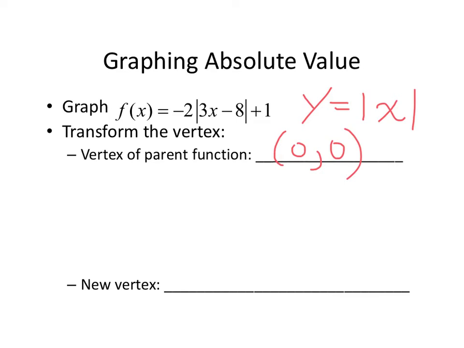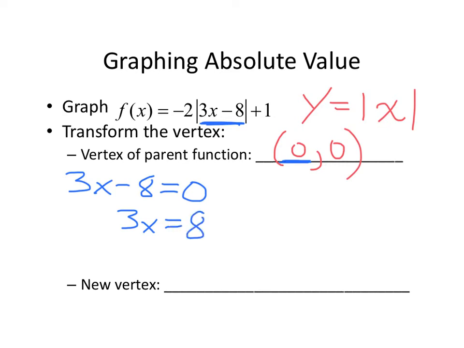Since the input of the coordinate is 0 and the input of the absolute value part is 3x minus 8, I can set 3x minus 8 equal to 0 to find the x-coordinate of the vertex. By solving, I get that the vertex's x-coordinate is 8/3.